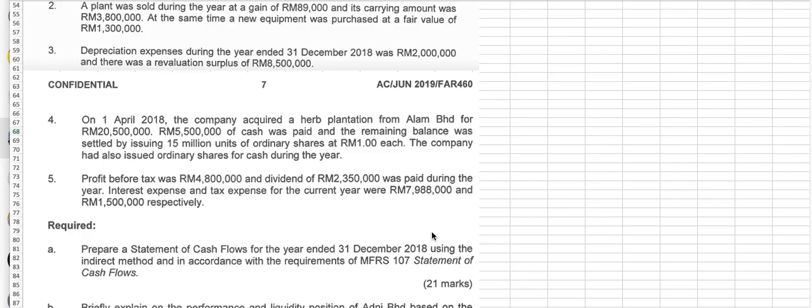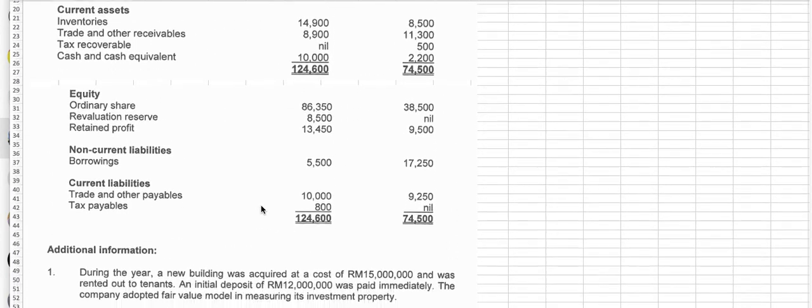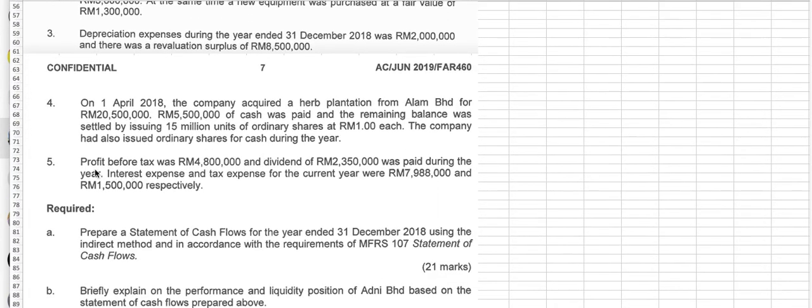To answer cash flow final exam June 2019. So this is the question. I want you to edit additional information number 5. Profit before tax was 7,800. Okay, this one is not correct. So change this into 7.8 million.